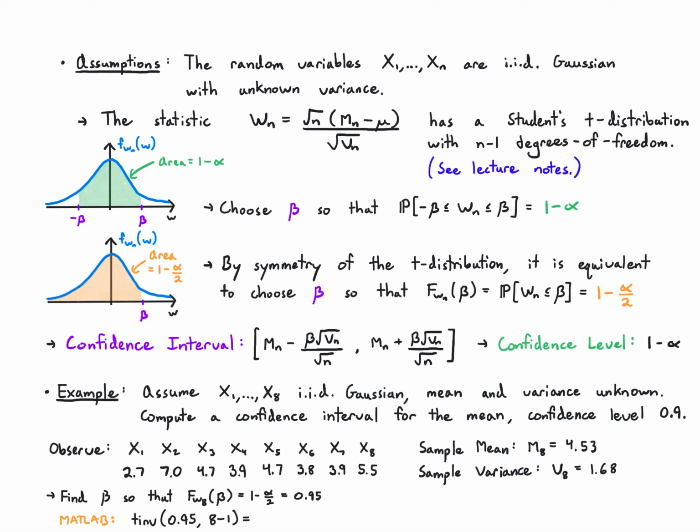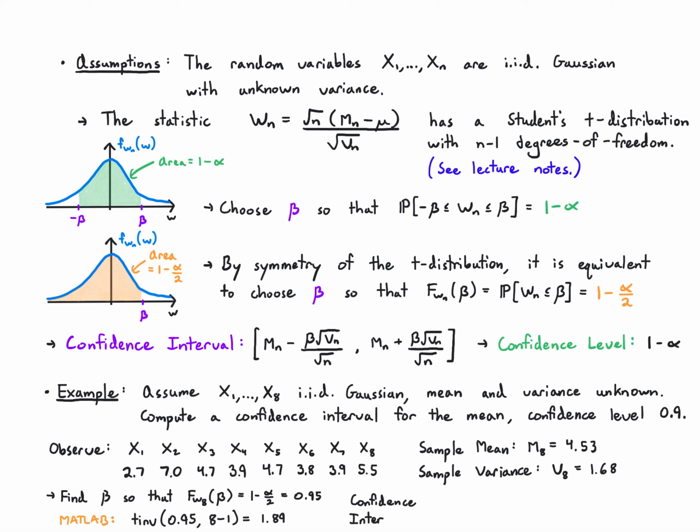Because this Wn statistic has a student's t-distribution with n minus 1 degrees of freedom, not n. Again, we're not showing that here, but I'm just telling you that you need to subtract 1 for this to be correct. And you get 1.89. And now I'm just going to come and plug this in.